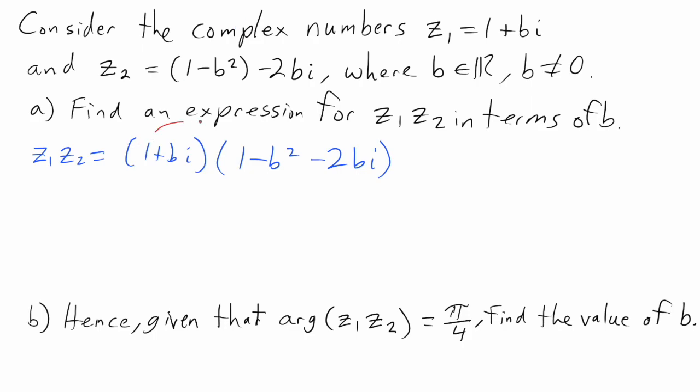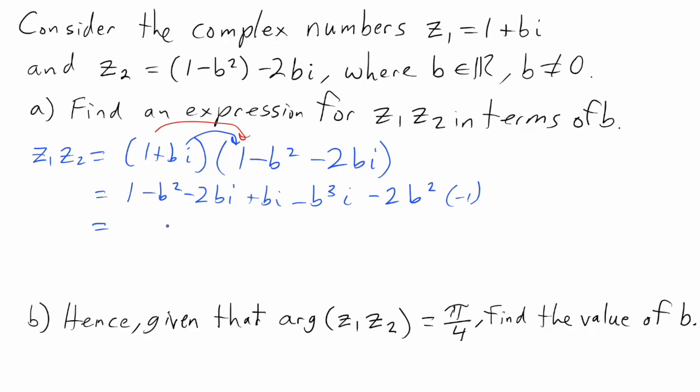Okay, then expand the brackets. You get 6 different terms. 1 times everything is pretty easy. It's going to be 1 minus b squared minus 2bi. And then we've got bi times this. We're going to give you bi minus b cubed i. Then lastly, you're going to get negative 2b squared. i times i is negative 1.